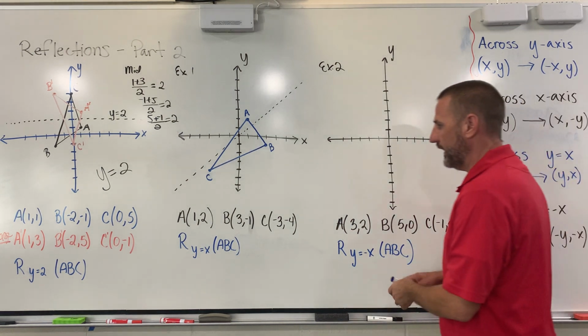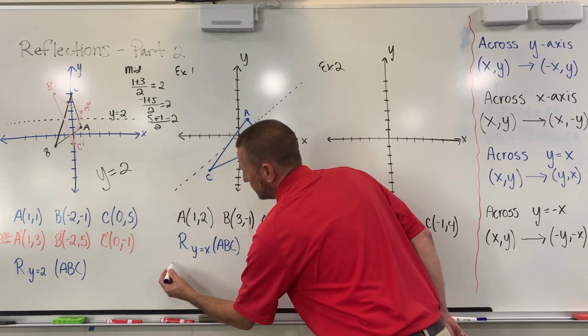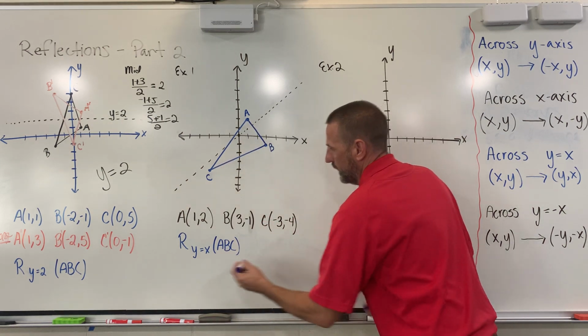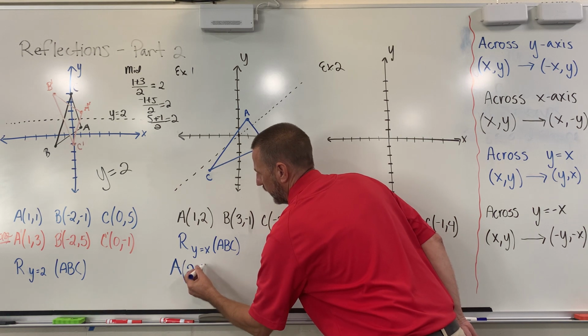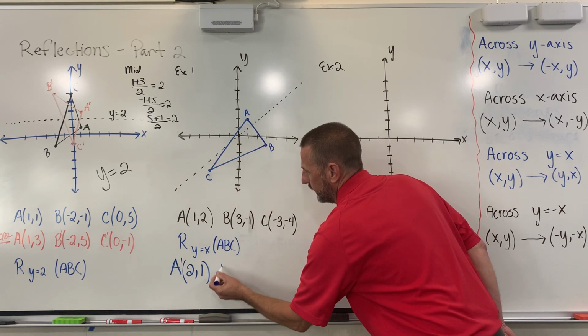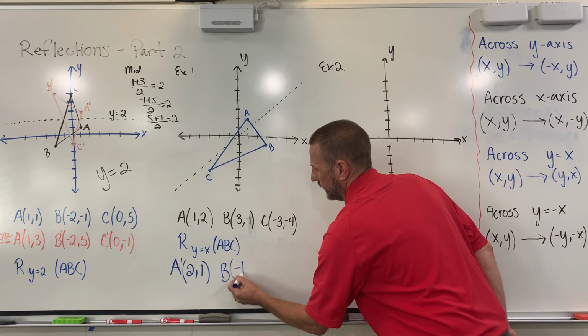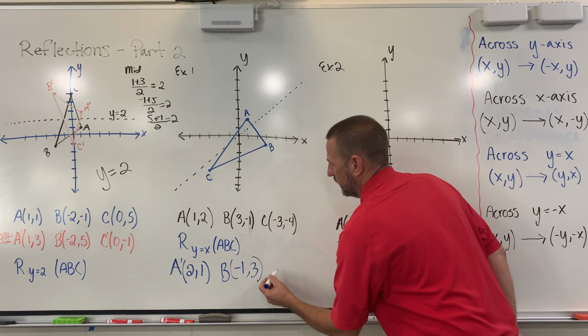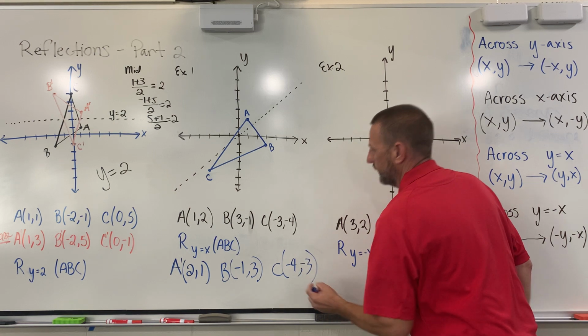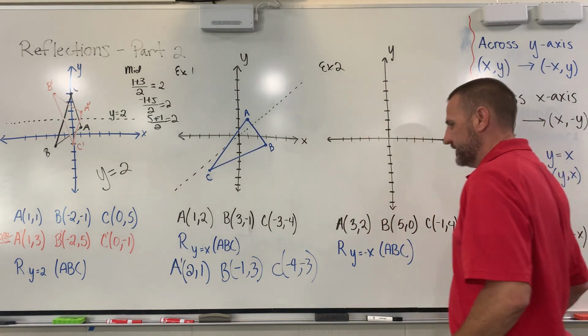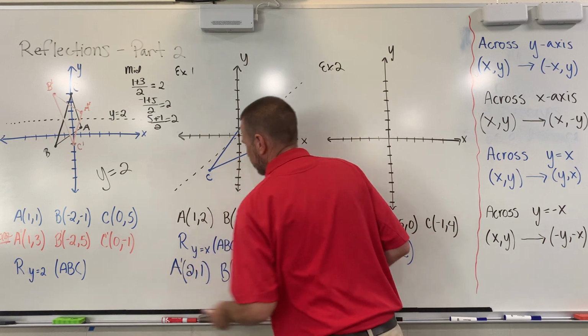So I'm going to write that out for you, and then we're going to plot it out to see how it looks. So A would be 2, 1. B would be negative 1, 3. And C would be negative 4, negative 3. So let's draw that and see if it comes out to what I think it's going to do.